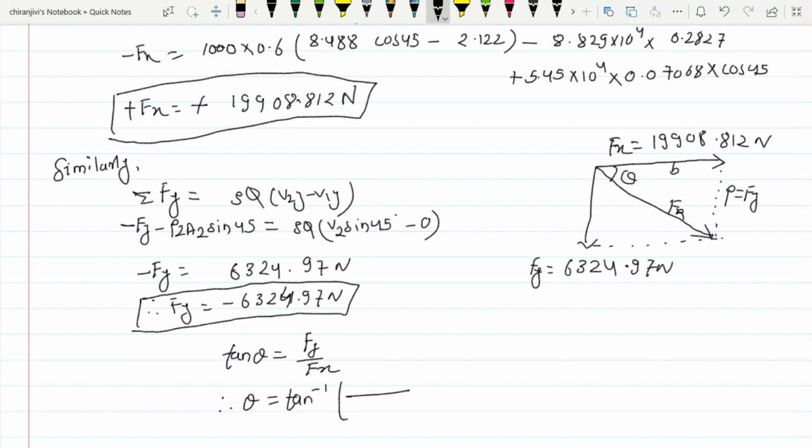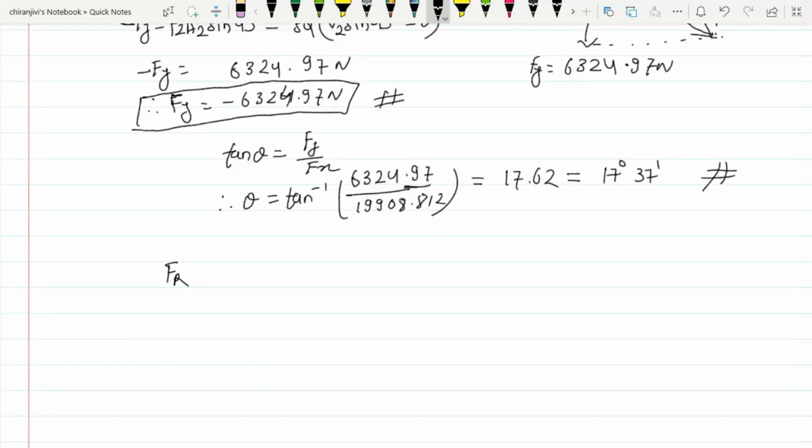We have Fy 6324.97 divided by Fx, which is 19908.812, and this gives 17.62. We can write in degree minute second: 17 degree 37 minute and something second, we can write up to this only.